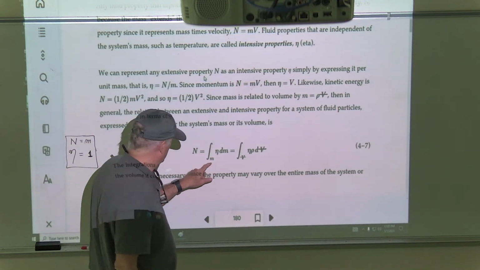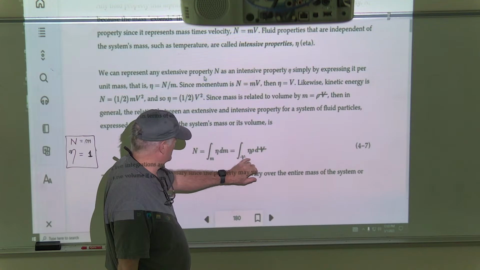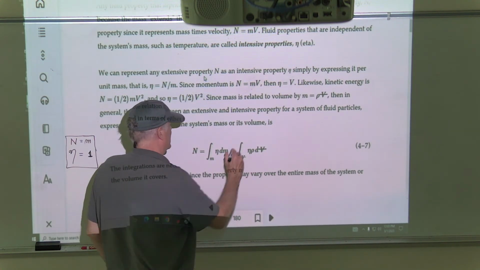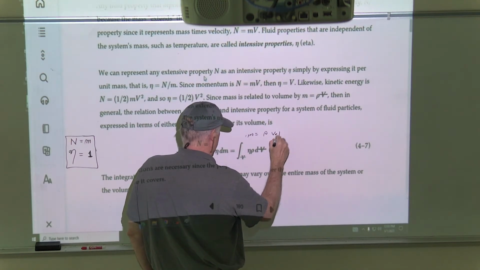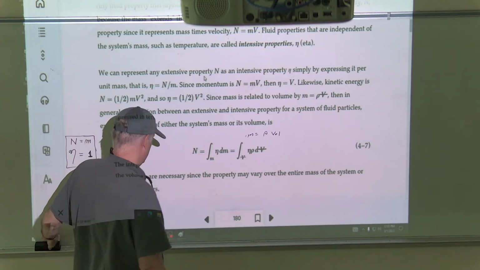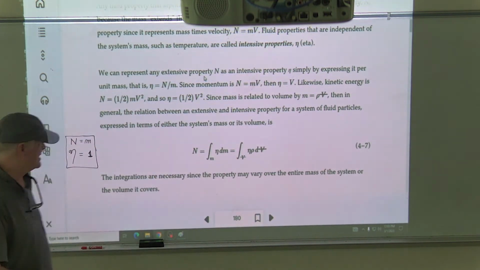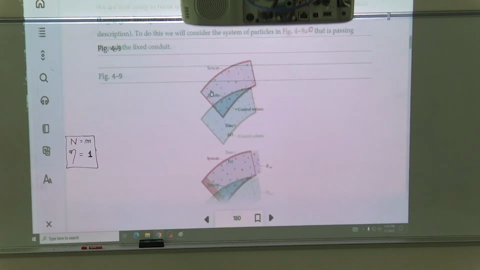So he's got this term, which is over the mass, and then the density times the volume, because the mass is equal to the density times the volume. So he's integrating over the entire volume. So he comes up with this property that's basically that. Okay, then he goes down, and here's the transport theorem.